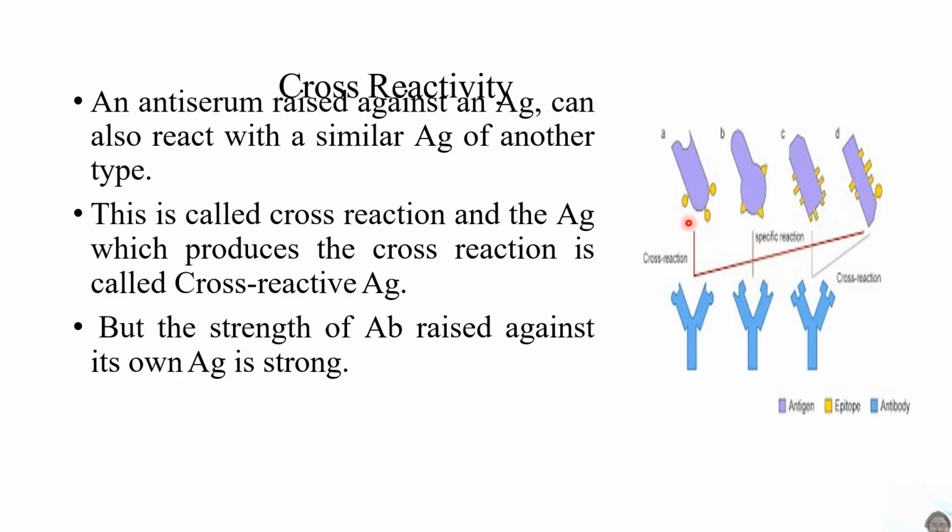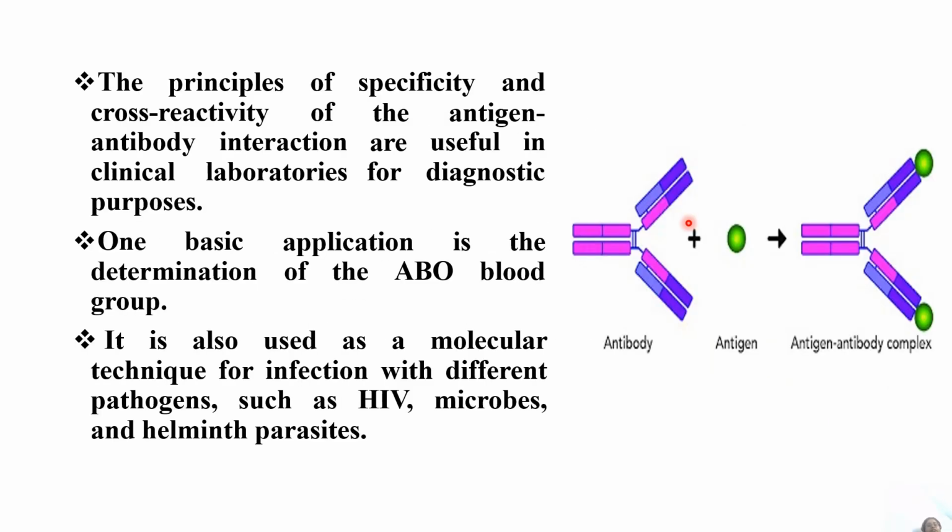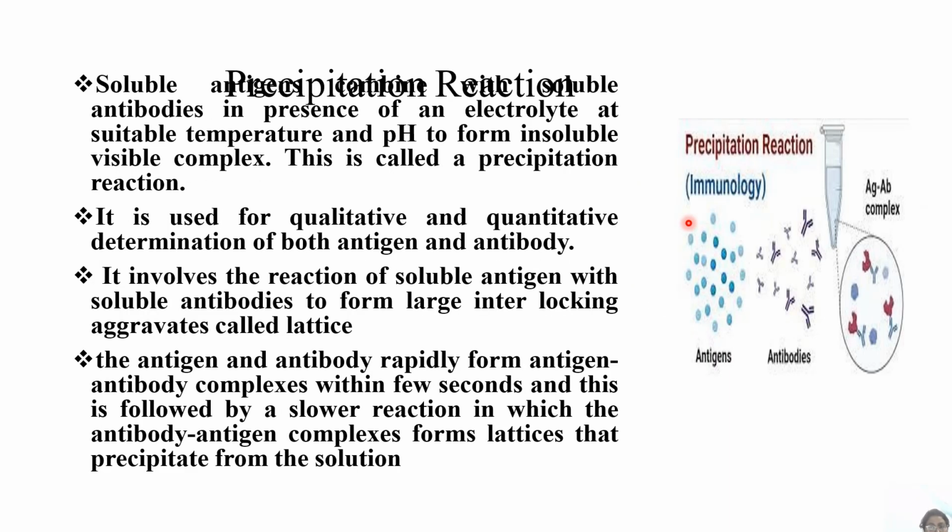So basically, cross-reactivity can happen when antiserum raised against an antigen can also react with a similar antigen of another type. This is called cross-reaction, and the antigen which produces the cross-reaction is called a cross-reactive antigen. Now, the strength of an antibody raised against its own antigen is strong. The principles of specificity and cross-reactivity of the antigen-antibody interaction are useful in clinical laboratories for diagnostic purposes. One basic application is the determination of the ABO blood group. It is also used as a molecular technique for infection with different pathogens such as HIV, microbes, and helminth parasites.